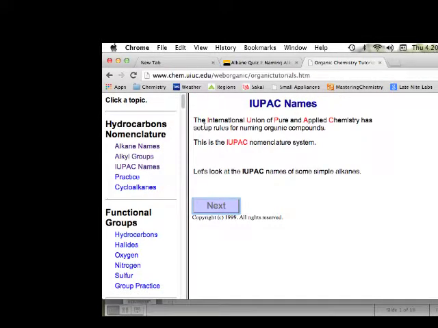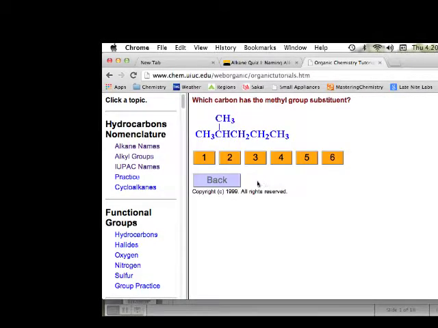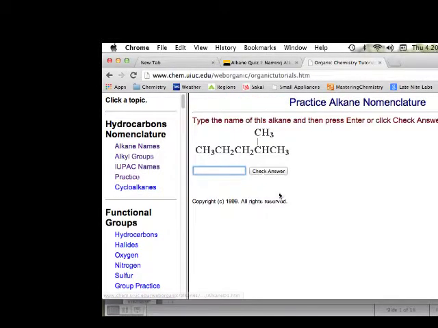Now, IUPAC in organic chemistry stands for International Union of Pure and Applied Chemistry, and has rules for how to name. I just want you to be aware that this section is here. So if you need review, this is a good place to go. What I'd like to do is some practice, because this website doesn't use the line drawings. I'm going to introduce those as we go through this tutorial.